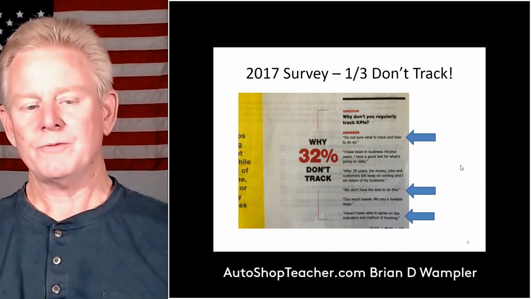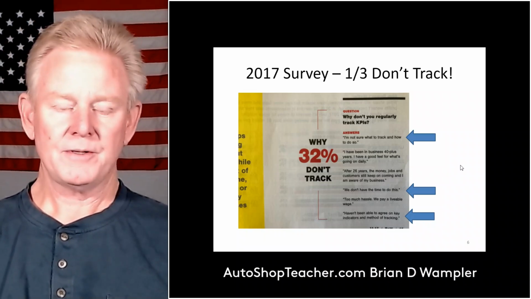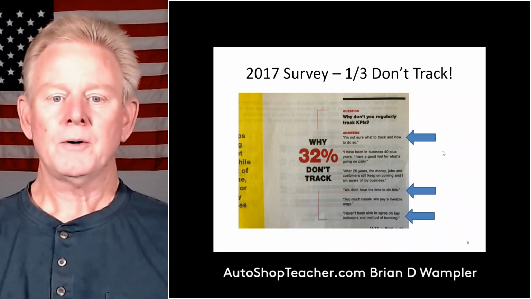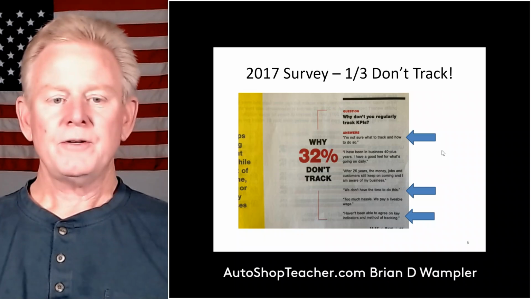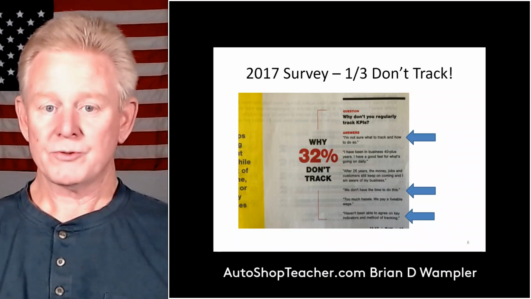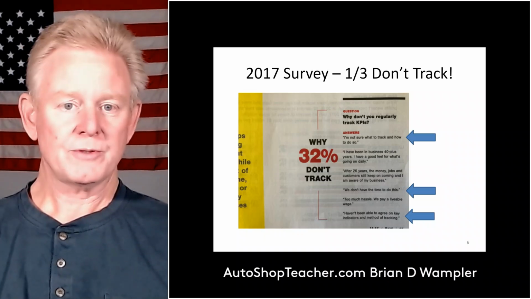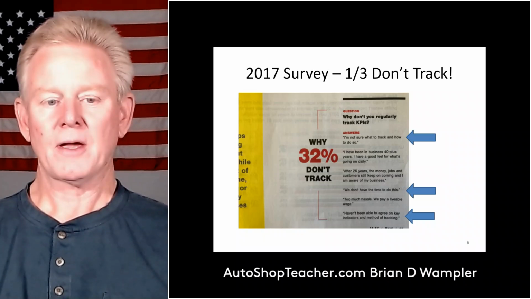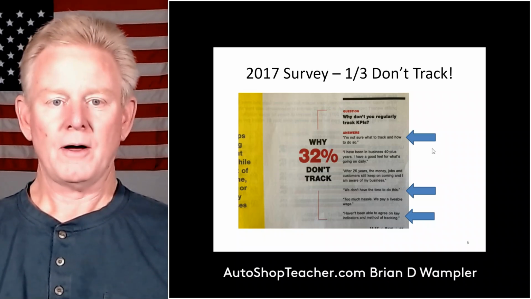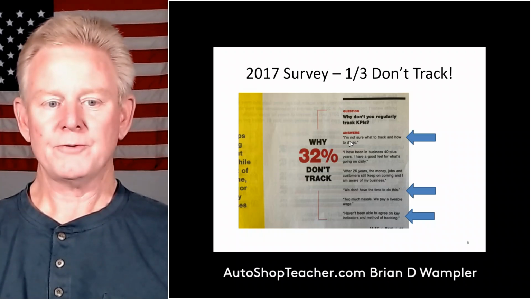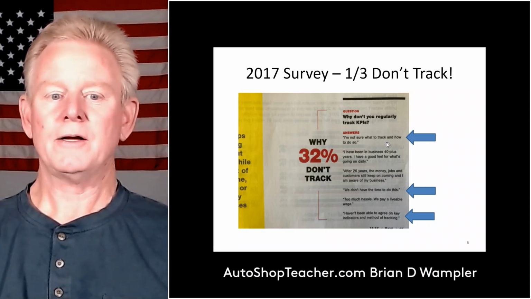So from that survey that Ratchet and Wrench did in 2017, that they published in March of 2018, I believe it was, there was 32%, so basically a third of shop owners that were surveyed. Ratchet and Wrench was able to contact them, so they were known to be in business and answered the survey. And a third of shop owners are not tracking key performance indicators. And here are 3 of the reasons they gave that really stand out to me. The first one: I'm not sure what to track and how to do so.